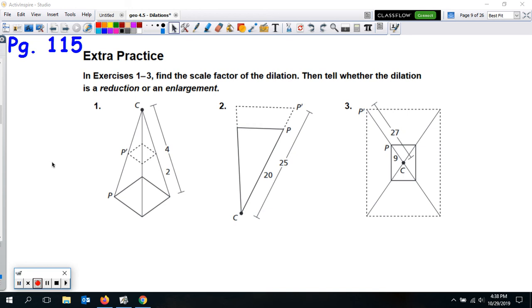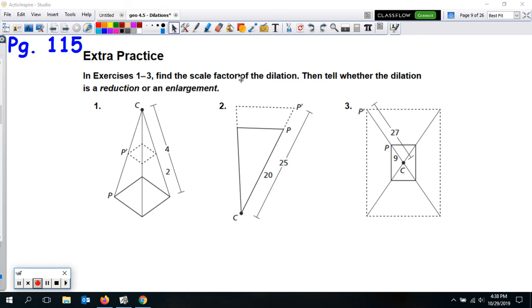All right, so on page 115, our first 3 problems here is basically the same thing there with those paper clips. Find the scale factor of the dilation, then tell whether the dilation is a reduction or an enlargement. So this is why we don't just call these enlargements, because enlargement just seems to imply that it's just going to get larger all the time. So that's why we do call them dilations. I like the word dilation a little bit better because that could go back or forth. It could get bigger or it could get smaller with a dilation. It could be a reduction or an enlargement.